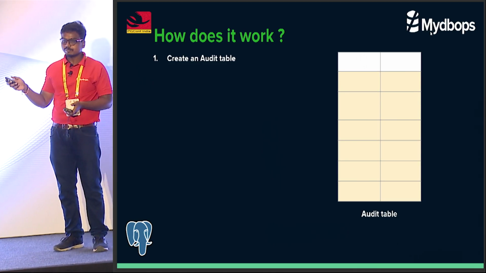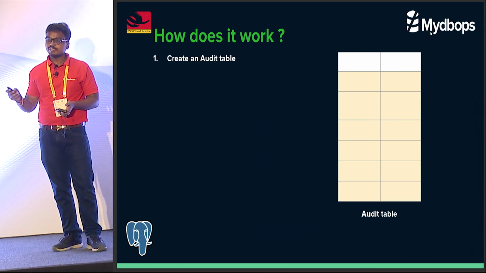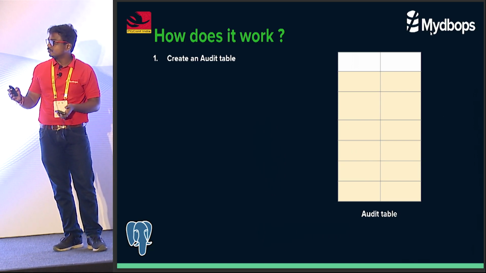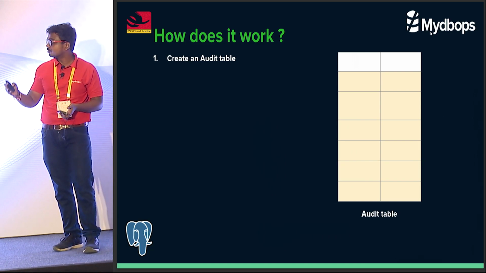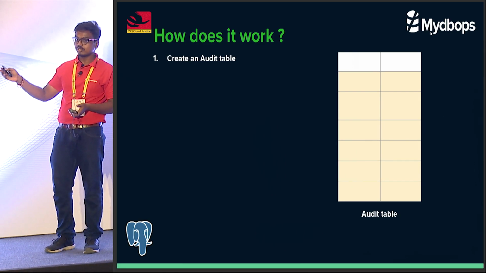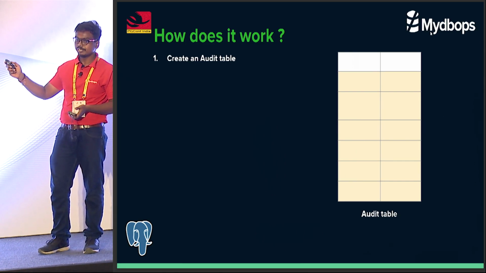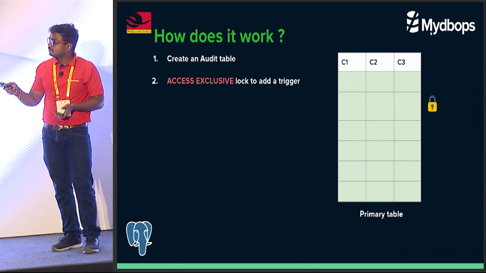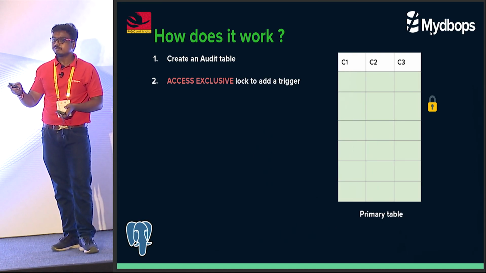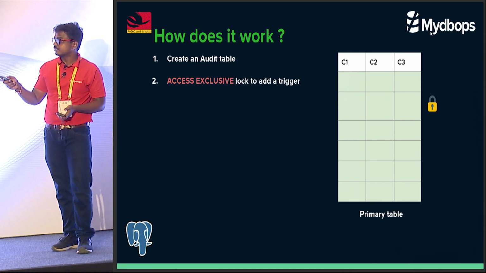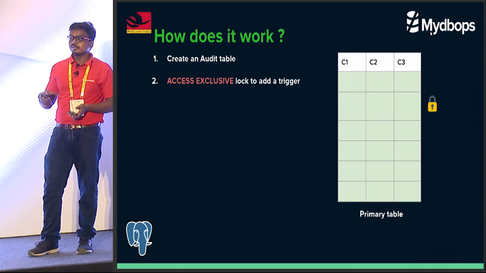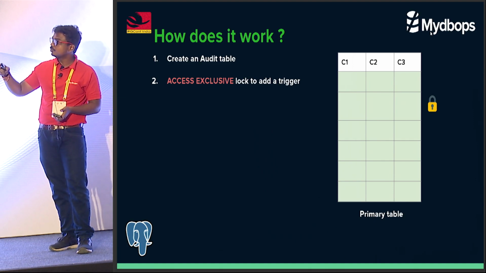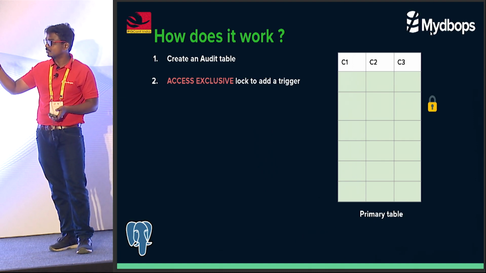What is the purpose of the log table? Whenever you do schema changes, the insert, update, and delete queries hitting your production table, or your primary table, will be stored in your log table. That is the purpose of this audit table. Once it is created, it will put an exclusive lock on your production table to add a trigger. The purpose of the trigger is to capture the insert, update, and delete queries and store them in the audit table which is created in the first step.